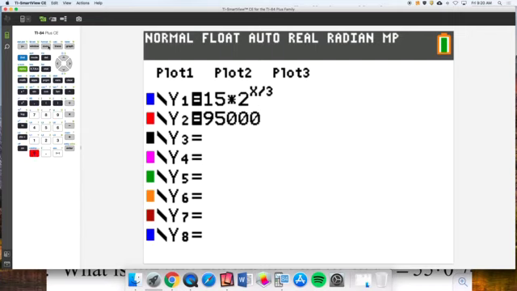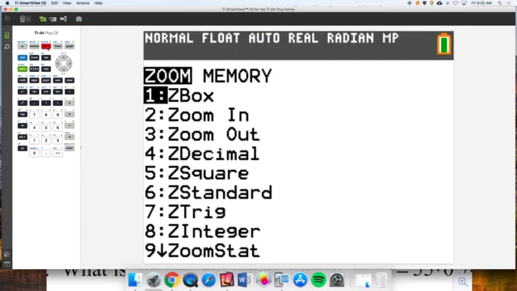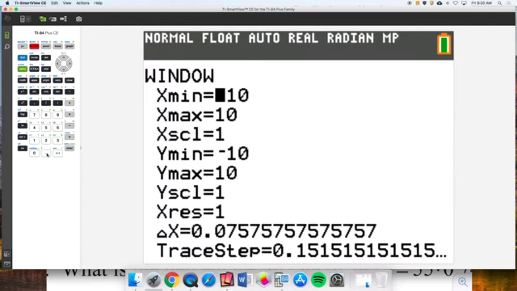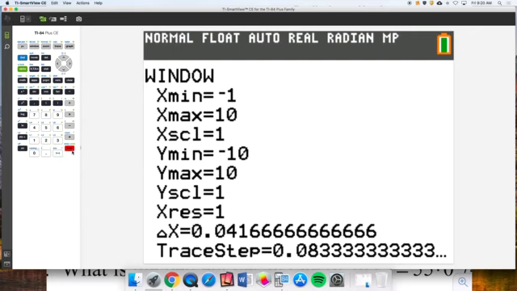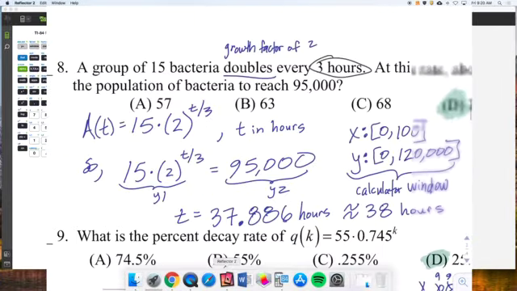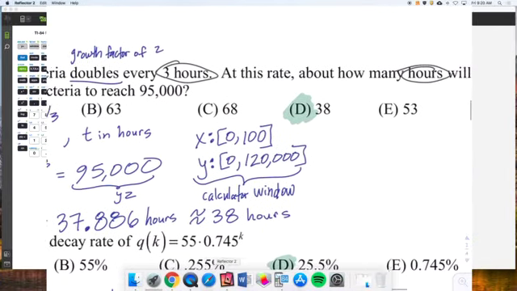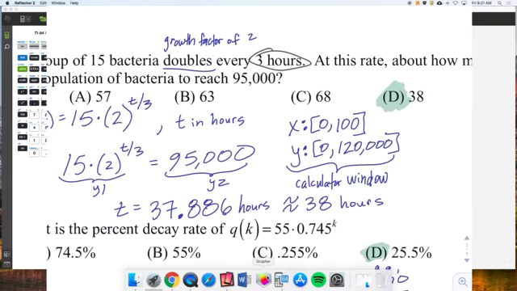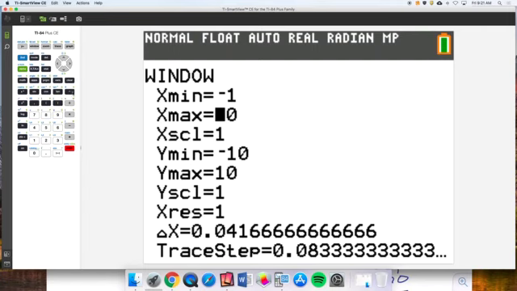95,000. All right, and then the average person goes Zoom 6, and they're like, I don't see anything. Right? Let's go to the window. We'll do X min. How about -1? Now your X max, that's the one you kind of have to guess on. But if you look at your answer choices, those are X values. So you can use those as a hint. What's the largest X value we have there? 68. So let's go to 69. No, let's go to 72.